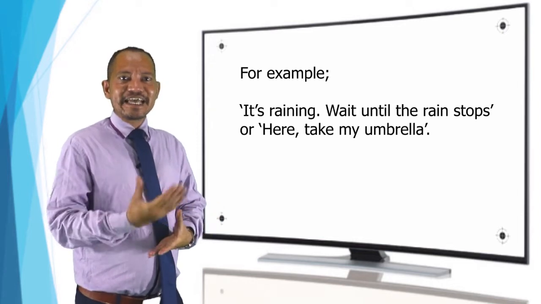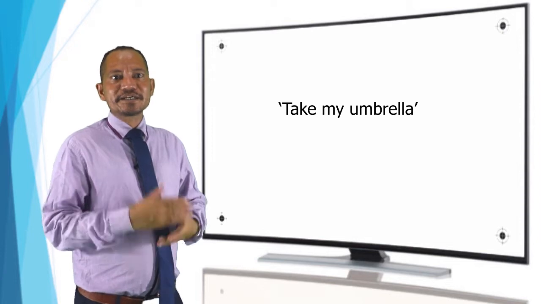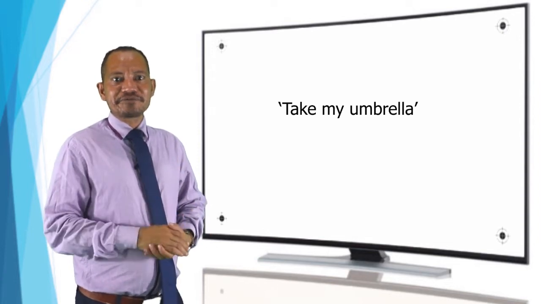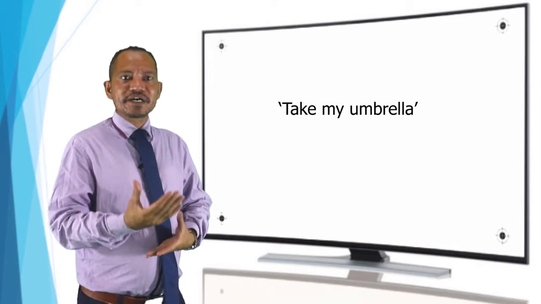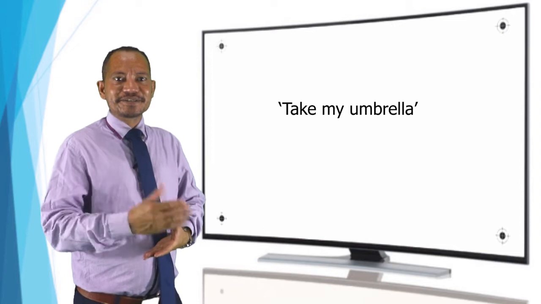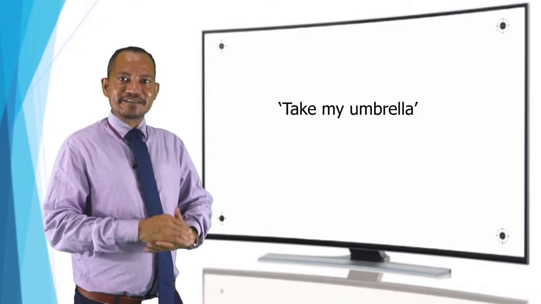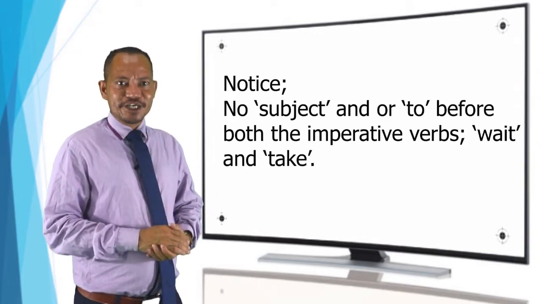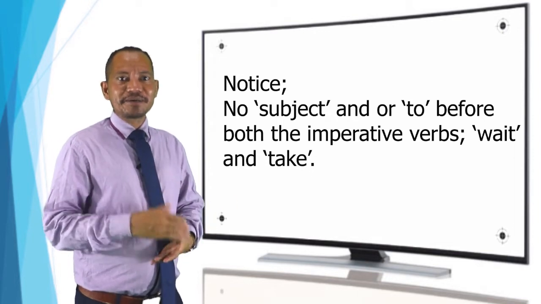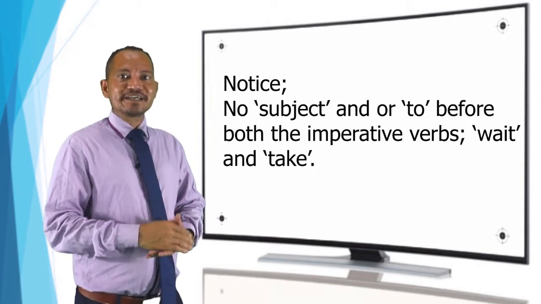And then take, as in the second example, take my umbrella, is also the base form of the verb take, serves as an imperative form of the verb to make a suggestion or to give advice for the guest to do something. In this case, to take an umbrella because it's raining, etc. Again, notice there is no subject and no to before both the imperative verbs, in this case, wait and take, etc.